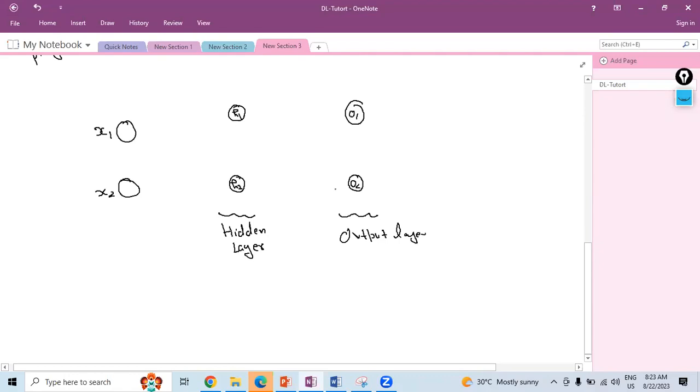Now I'm taking the input. I'm writing these things because you have to do this calculation, so you have to be more attentive here. My first value x1 is 0.05, x2 is 0.10. And then after that, you are passing these values to H1.